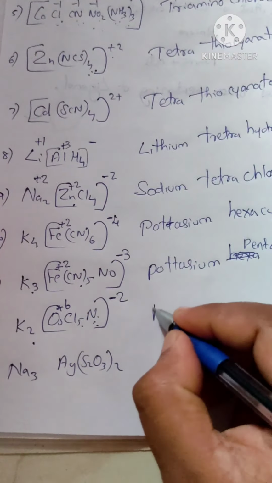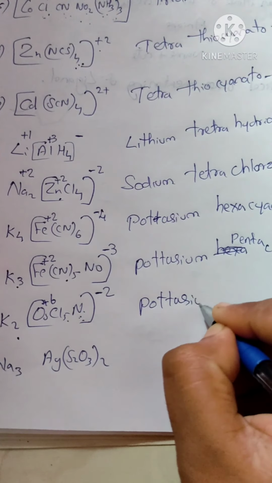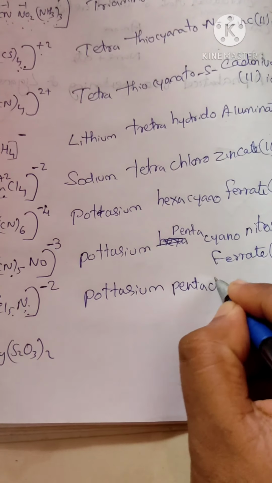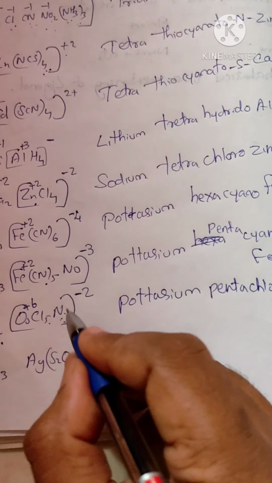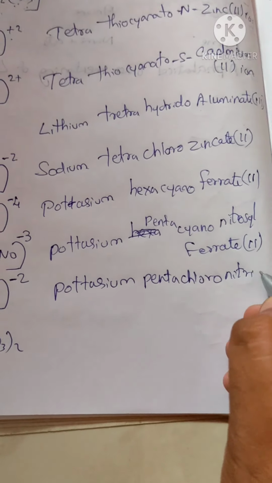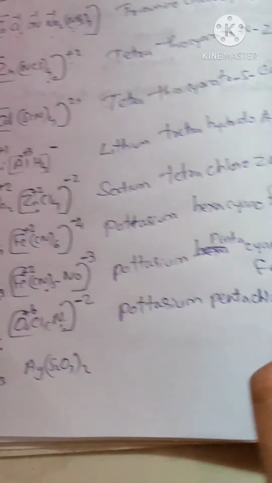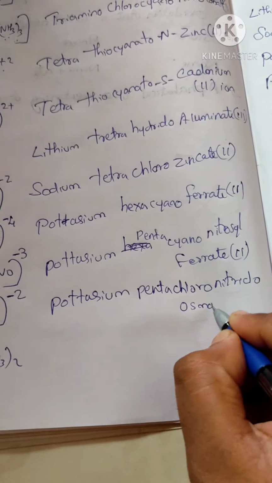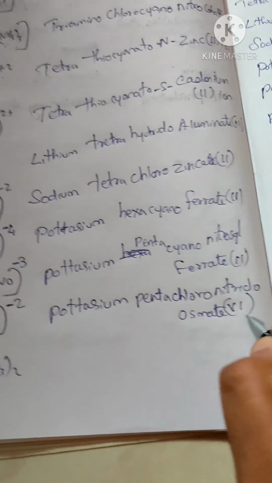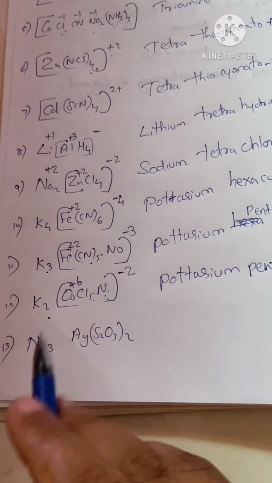So the name of the complex will be potassium. Then we have to mention how many chlorine atoms there are. Pentachloro. Then we have to mention how the ligand is, nitrido. It is negative charge. Nitrido. Then osmium will be mentioned as osmate. Okay, osmate. Then what is the oxidation state of osmium? 6.